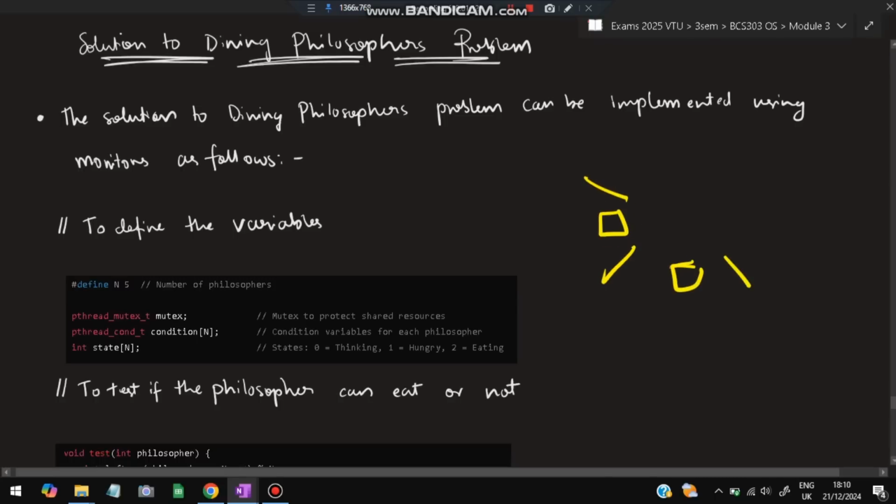Okay, two chopsticks to eat, but if this philosopher takes two chopsticks, the neighbor cannot eat, right? So there is a mismatch here. At a time only one philosopher can eat and its neighbors cannot eat. So we decide which philosopher will eat at which time, and which philosopher will think at which time. Think means not eating. That we'll implement using the monitor.